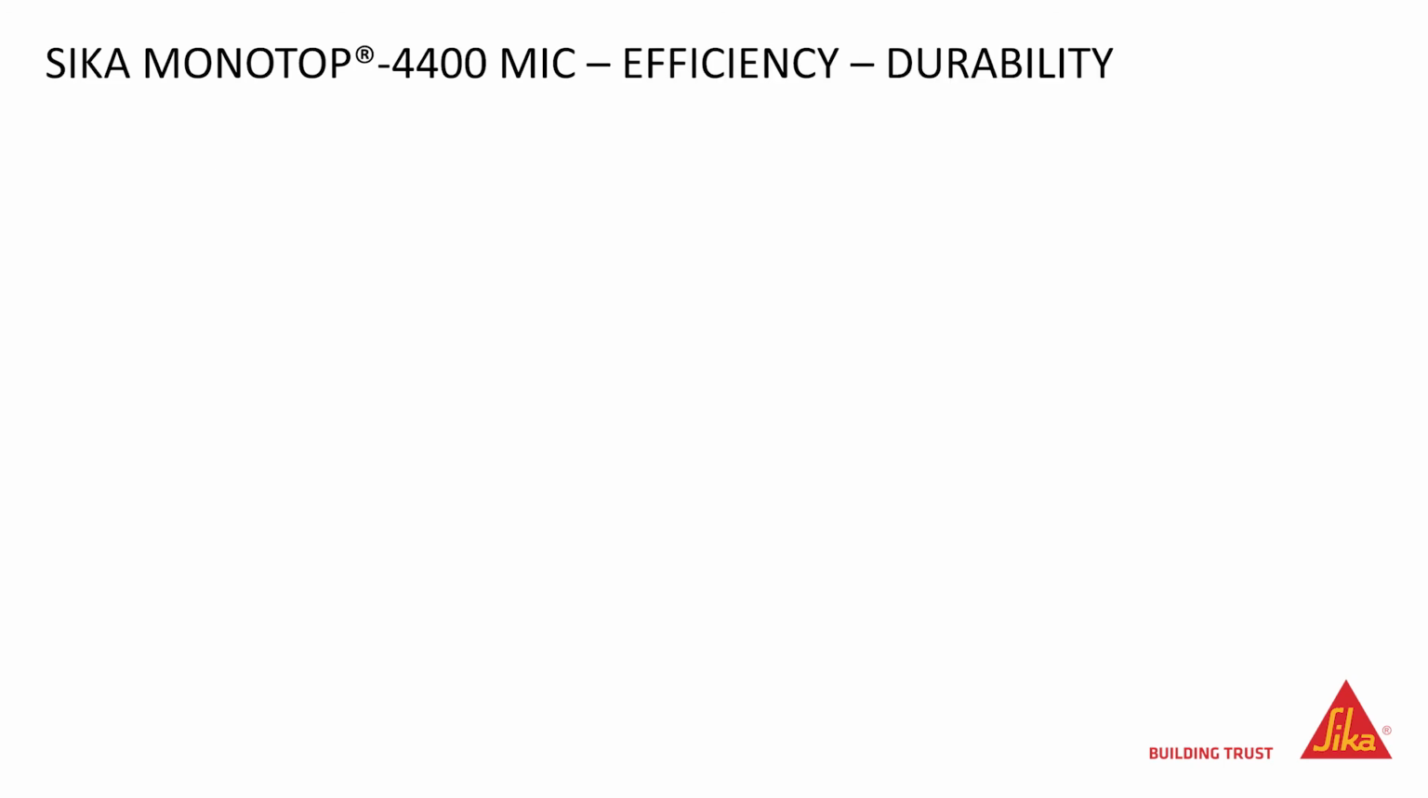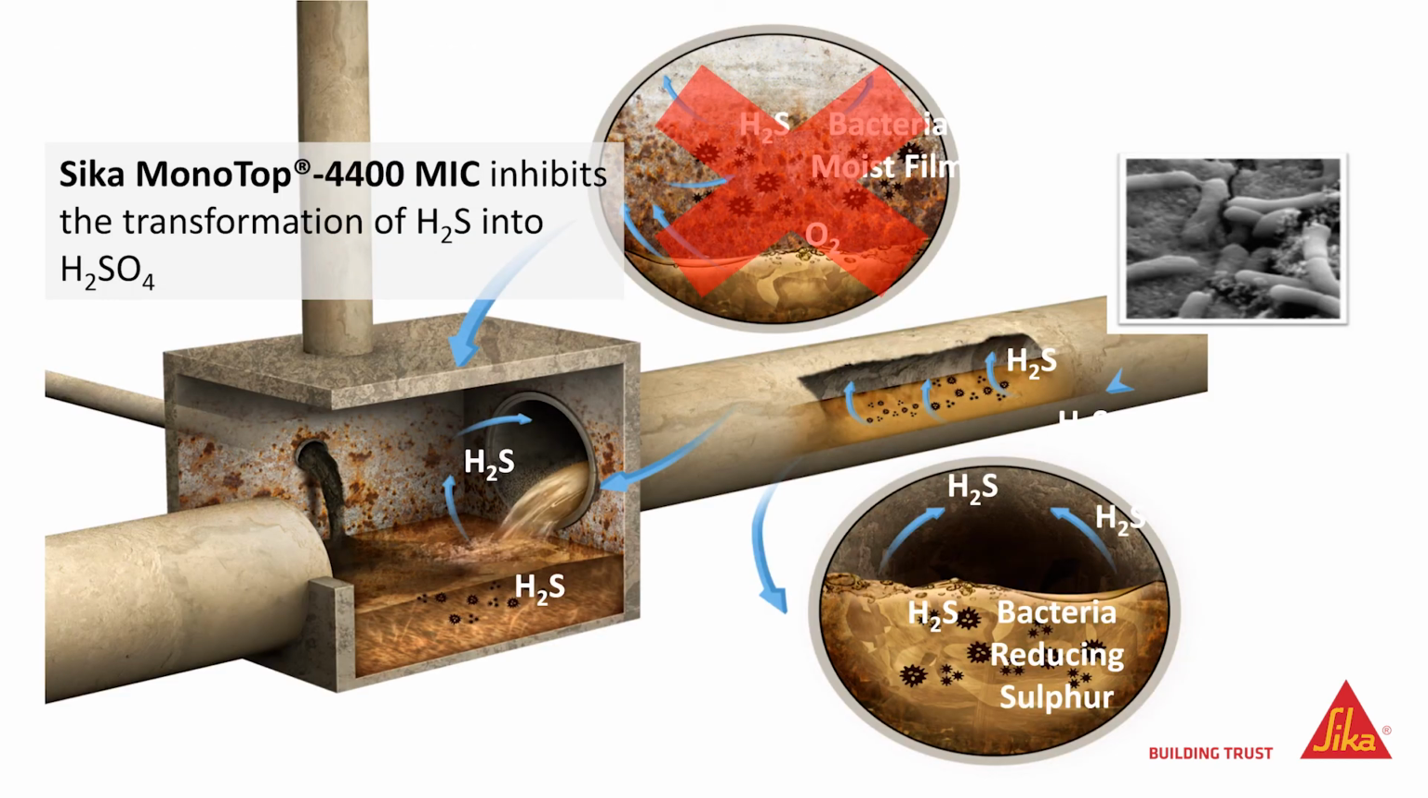And what about efficiency and durability? This slide is the main message. The efficiency is because the calcium aluminate mortar inhibits the transformation of hydrogen sulfide, H2S, into sulfuric acid, and therefore the sewer is no longer being attacked by the acid, hence its very long durability.